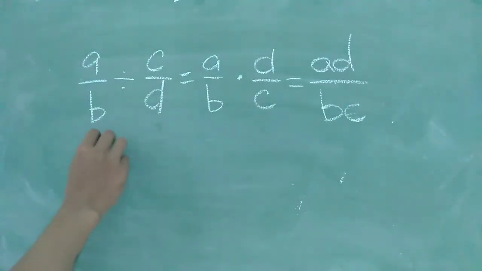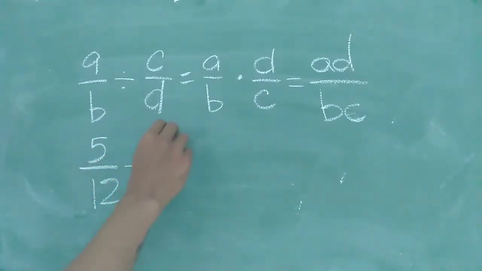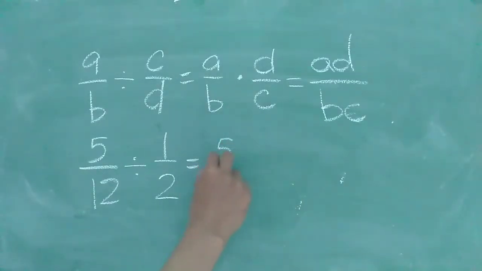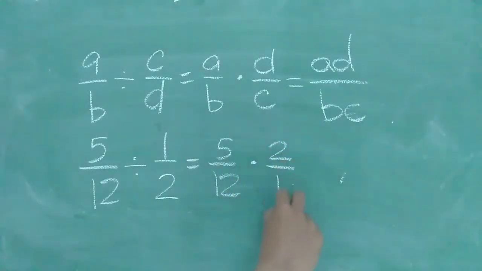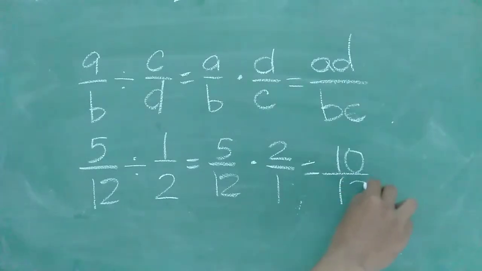We have 5 over 12 divided by 1/2. So let's copy 5 over 12 and then invert. The invert of 1/2 is 2 over 1. And the answer is 5 times 2, 10, over 12 times 1 is 12.